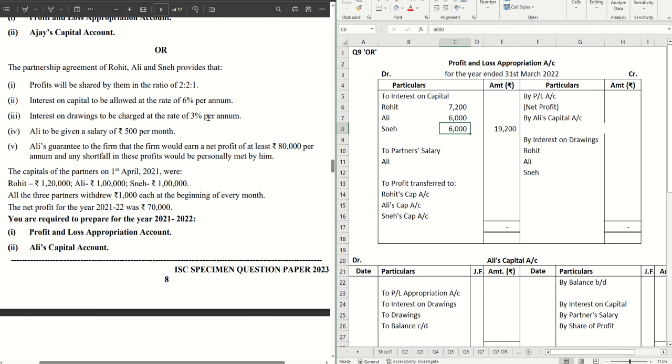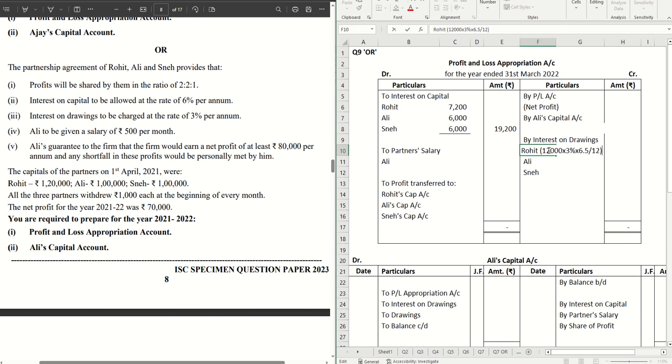So interest is done. Interest on drawings is to be charged at the rate of 3% per annum, and we have the drawings here. All three partners withdrew 1,000 each at the beginning of every month. So let's do the calculation. 1,000 every month means the yearly drawing is 12,000, multiplied by the rate of interest, 3% per annum, multiplied by the average period. Since these are withdrawn at the beginning of every month, the average period we take is 6.5 by 12.